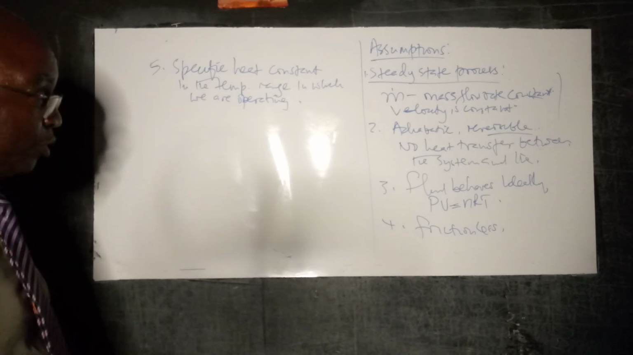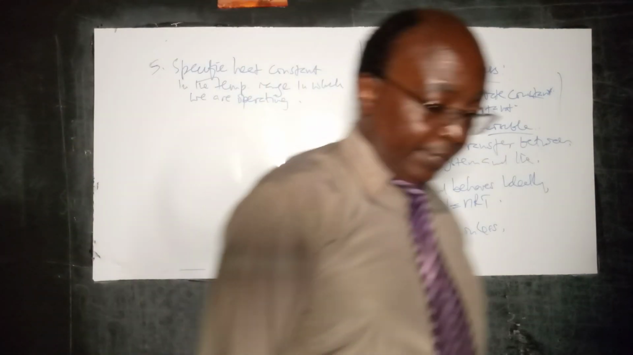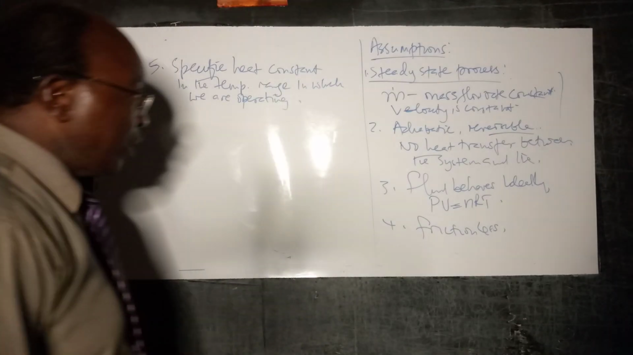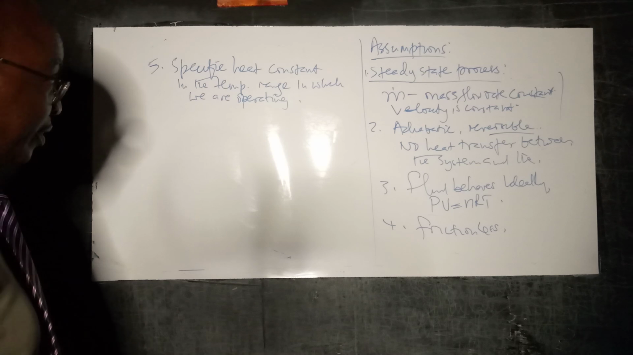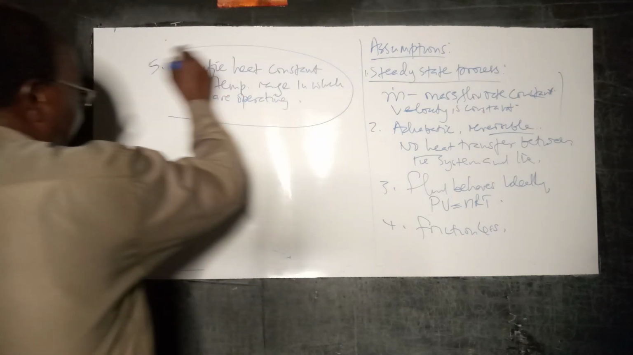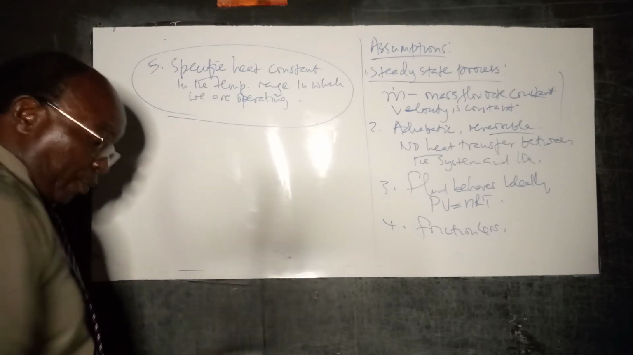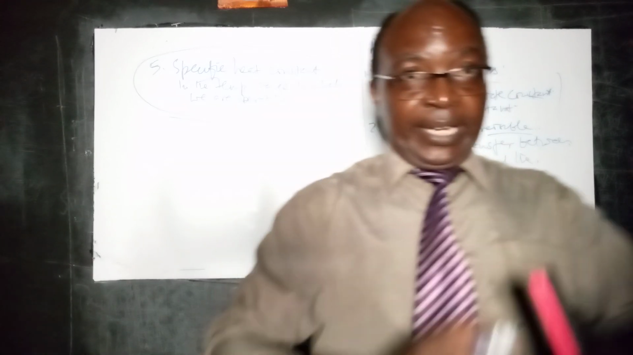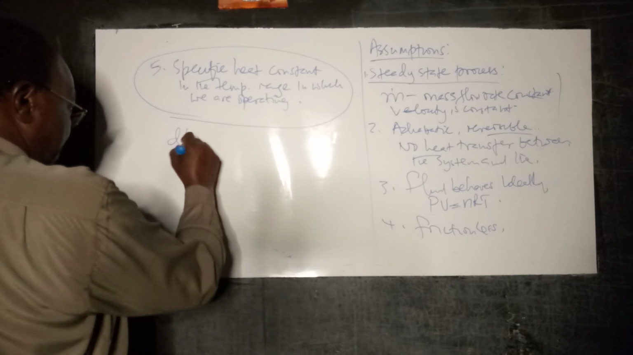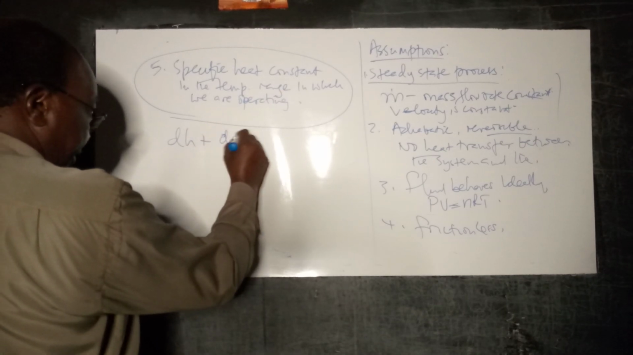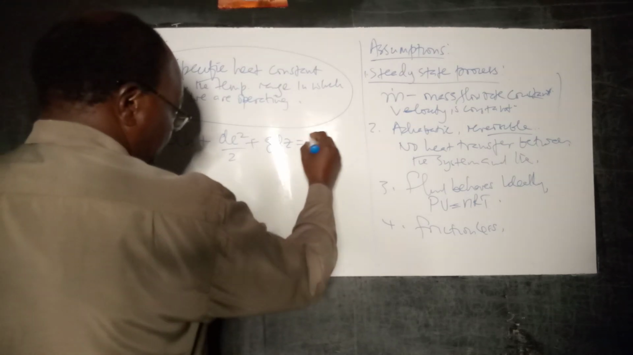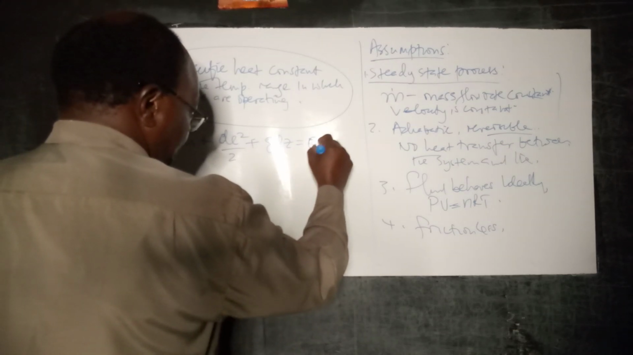So these are fundamental assumptions which are made about the steady-state flow process in that system. And so what does that mean? What this means when we are dealing with a steady-state flow process, remember we had derived an expression for a steady-state flow process, and we had said that dH plus d(c squared) over 2 plus g dz was equal to q plus or minus w.